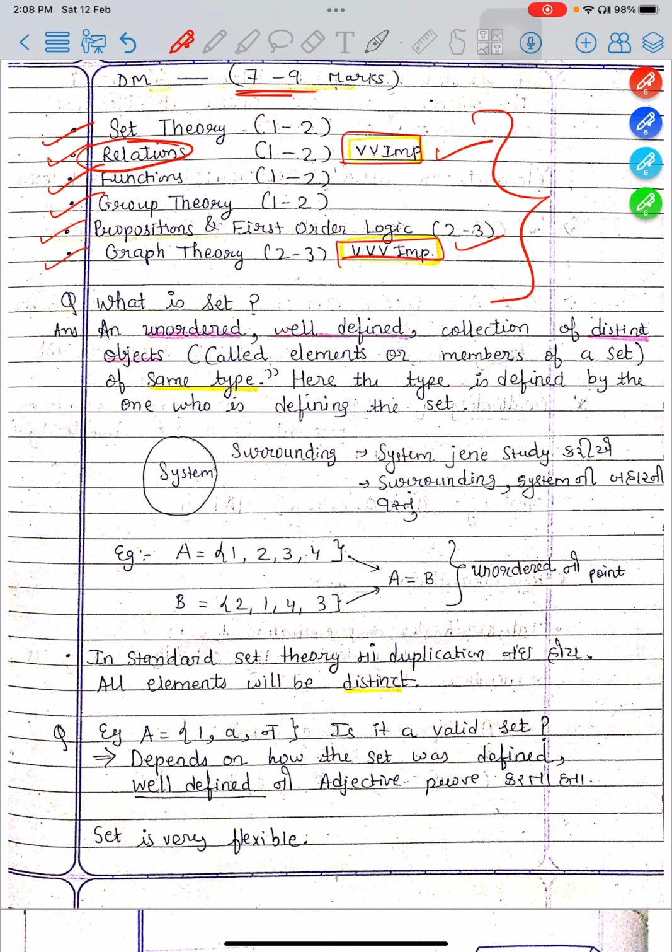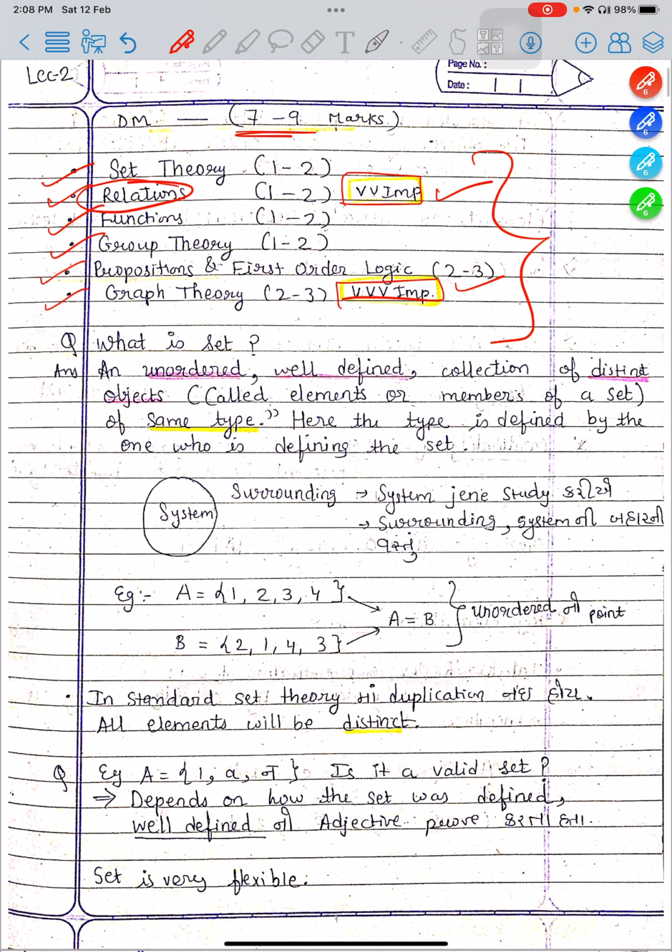Okay, let's get back to the chapter. So I will start. Discrete mathematics. Now, what is a set? An unordered, well-defined collection of distinct objects, called elements or members of the set, of the same type. Here, the type is defined by the one who is defining the set. So, if I am making a set, the type of the set is defined by me, like a collection of pencils, or a collection of numbers.